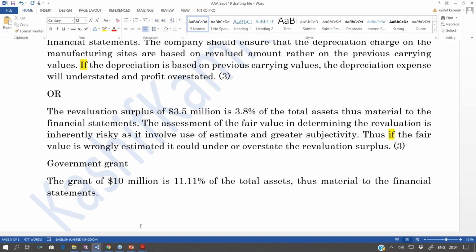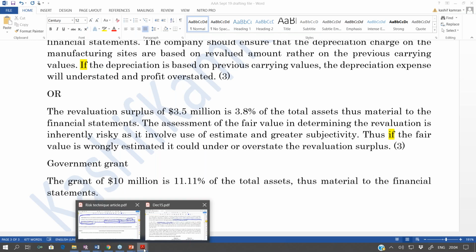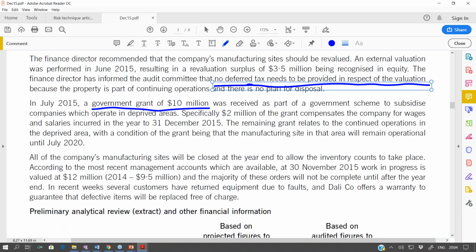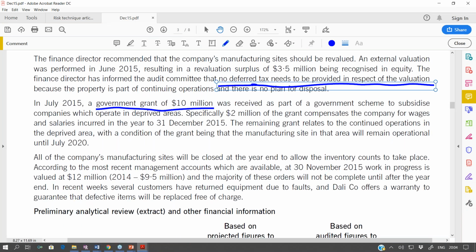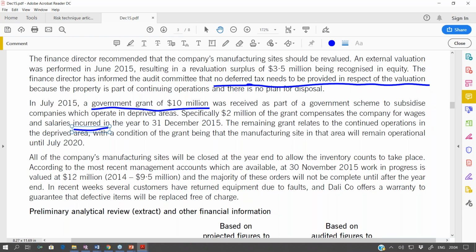Okay, what should I do next? Treatment, right? Now just go back and see what's happening in the case study. It says specifically $2 million of the grant compensates the wages and salaries incurred. So $2 million grant compensates the salaries and wages incurred. So has the expense already been incurred? Has the company already incurred the expense? So can we recognize the $2 million as income? Yes, because we received the $2 million grant, right? Have we incurred the expense against that? If we have incurred the expense against the grant, we can recognize that as income, right? It says salaries incurred. So the expense has been recognized against the $2 million.